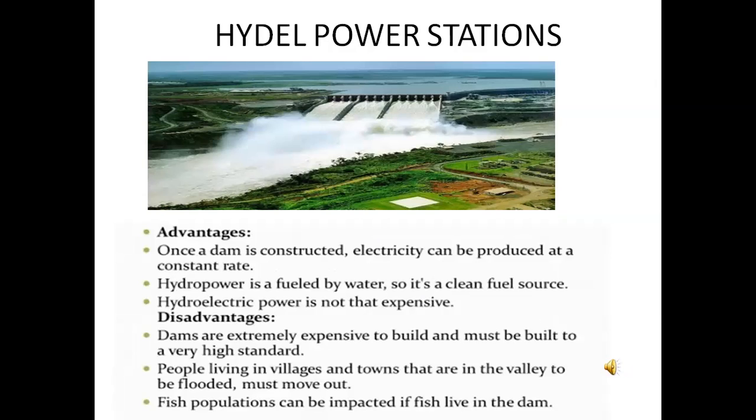Hydel power stations. In hydel power stations, the turbine is made to rotate by the flow of water from dams to produce electricity. Here, kinetic energy is converted into electrical energy. So, hydel stations have long economic lives and low operating cost.